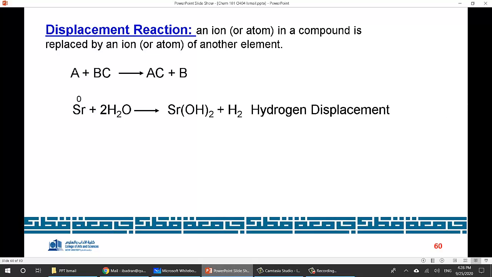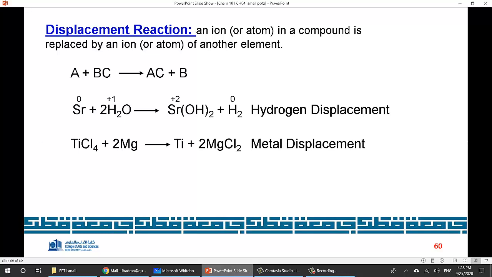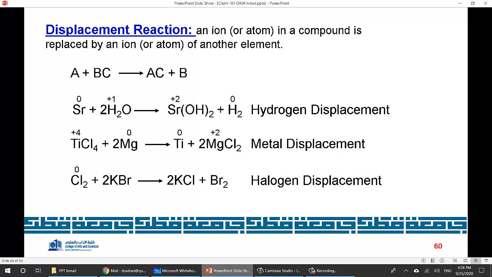This is called hydrogen displacement. There is another type of displacement where metals displace other metals. Like take for example titanium tetrachloride and magnesium. Magnesium will associate with the chlorine to form MgCl2, kicking the titanium away, okay? So this is a metal displacement. And there is also halogen displacement.